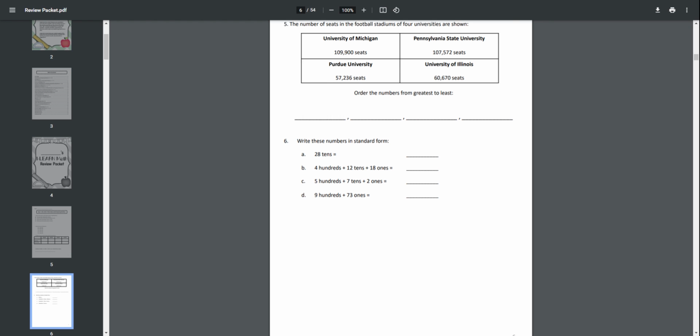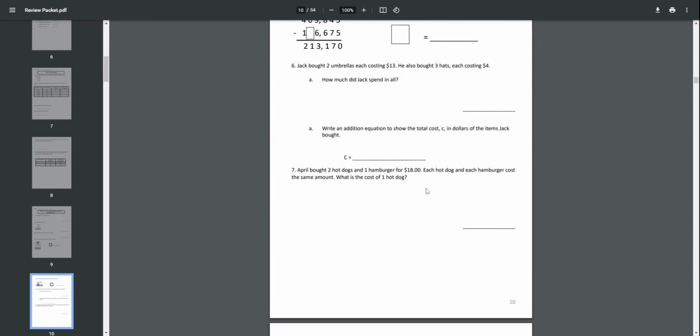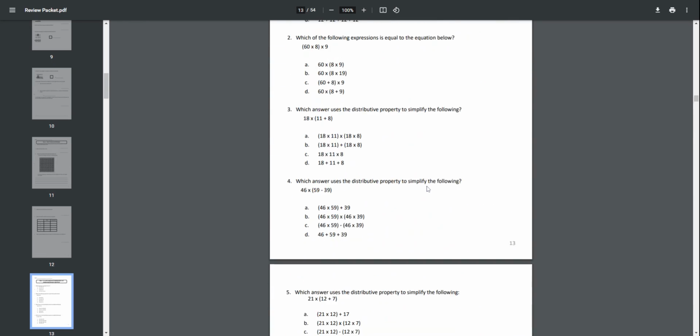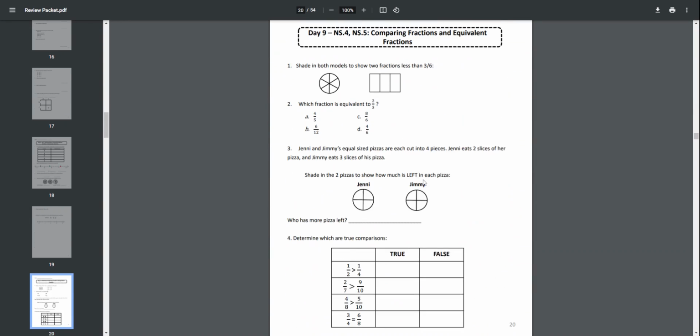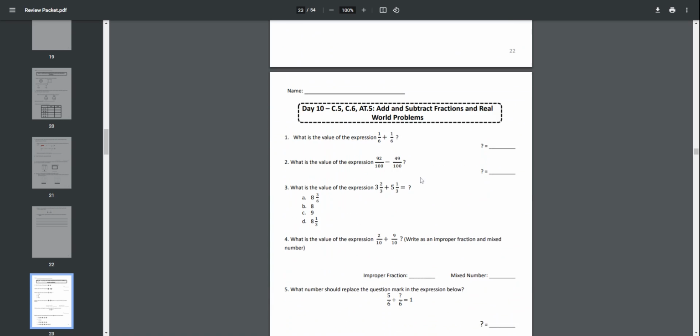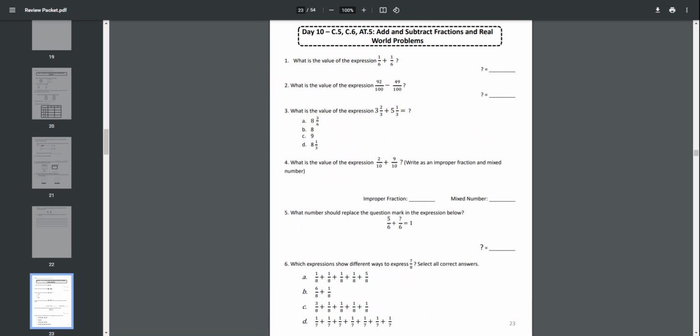The second worksheet, we're going to go down a little bit, and we're going to be on day 10. And day 10 says, add and subtract fractions and real world problems. Number 1, what is the value of the expression 1/6 plus 1/6? Now remember, ladies and gentlemen, you do not add the denominators, only the numerators. The denominators stay the same.